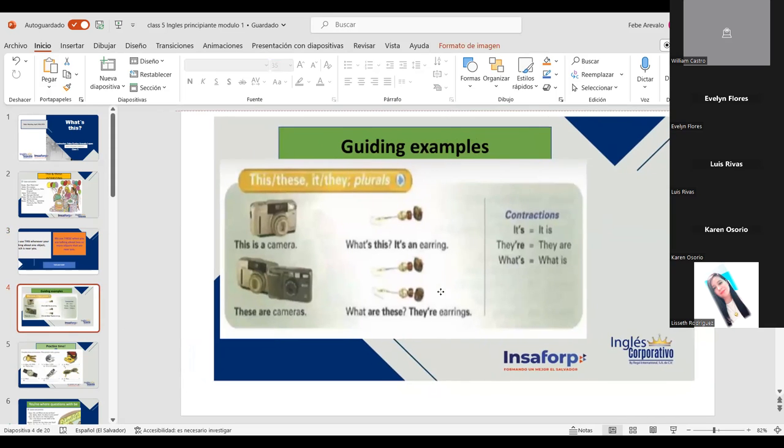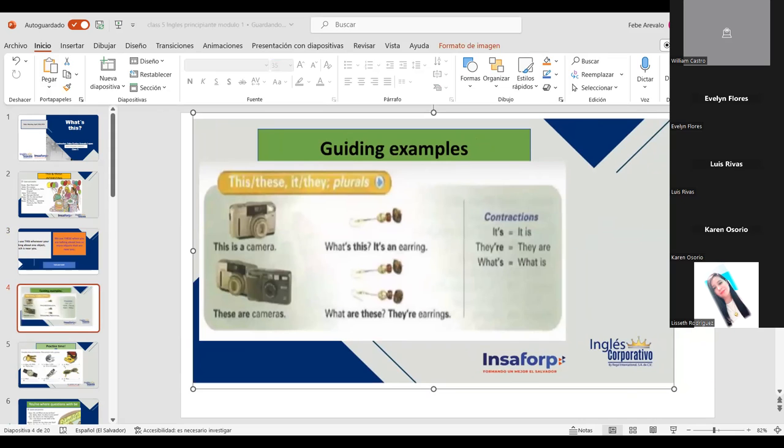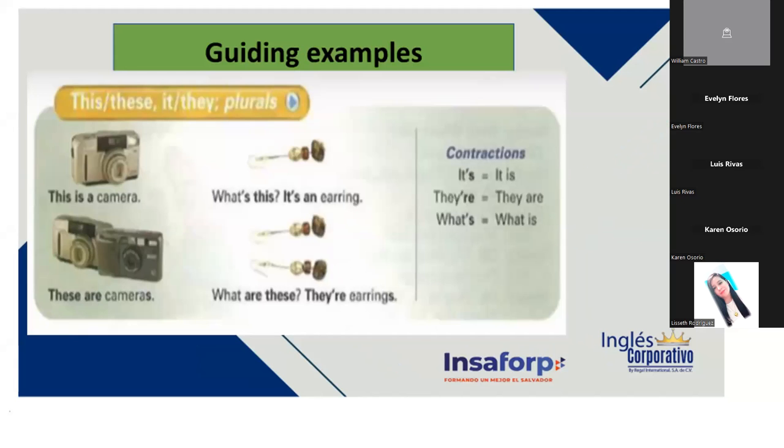Now, guiding examples. Let's check these ones. So we have this and these. It, they, plurals. Let me take out my magic wand. This is a camera. What's this? It's an earring. Cuando nos preguntan con this, utilizamos it's para responder, porque es singular. These are cameras. What are these? They are earrings. Utilizamos they are when we have plurals, okay?